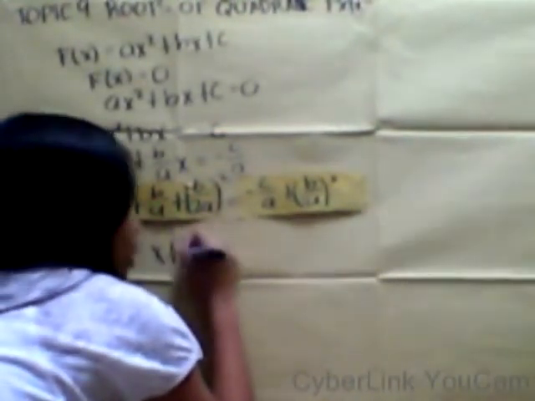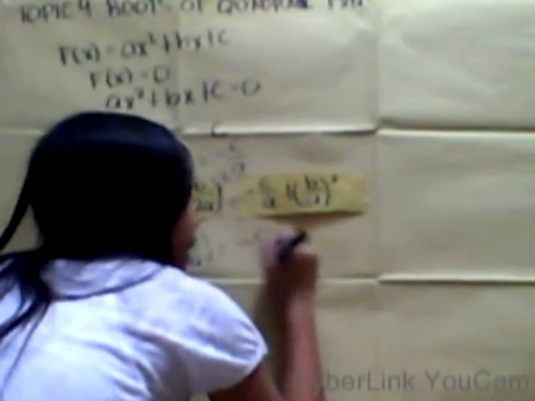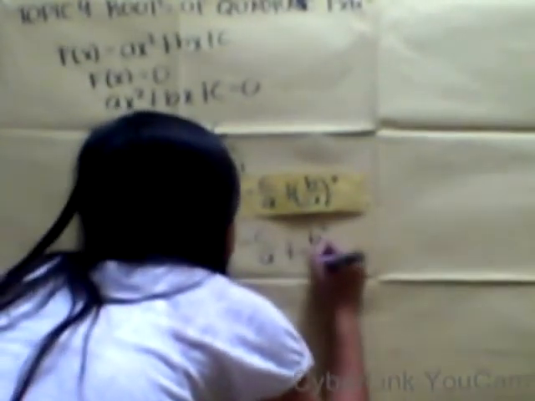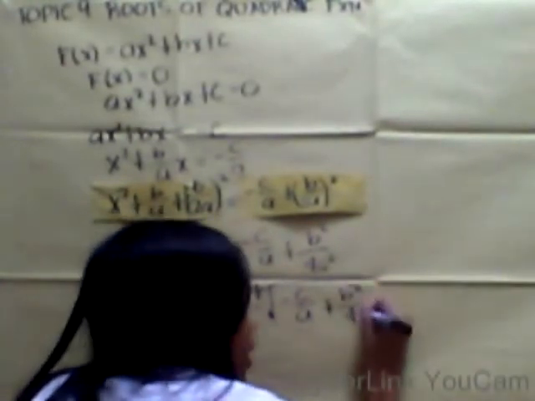x plus b over 2a squared is equal to negative c over a plus b squared over 4a squared. x plus b over 2a is equal to plus or minus the square root of negative c over a plus b squared over 4a squared.